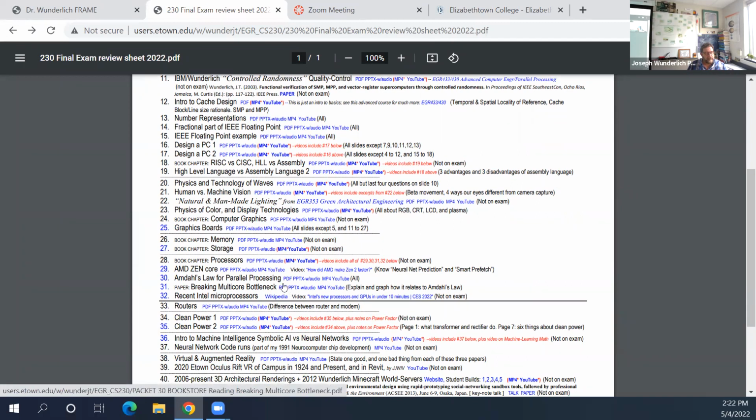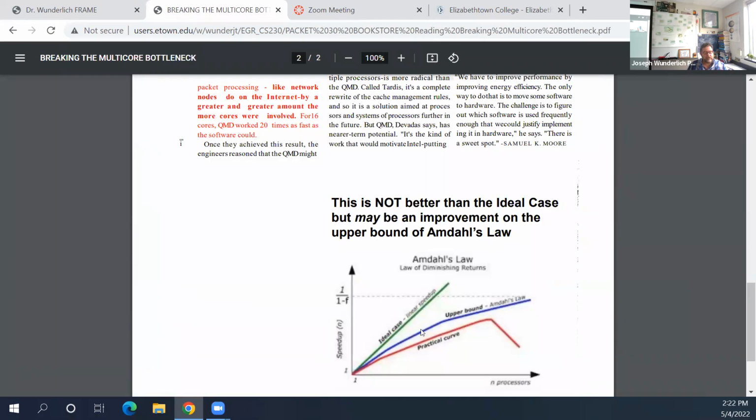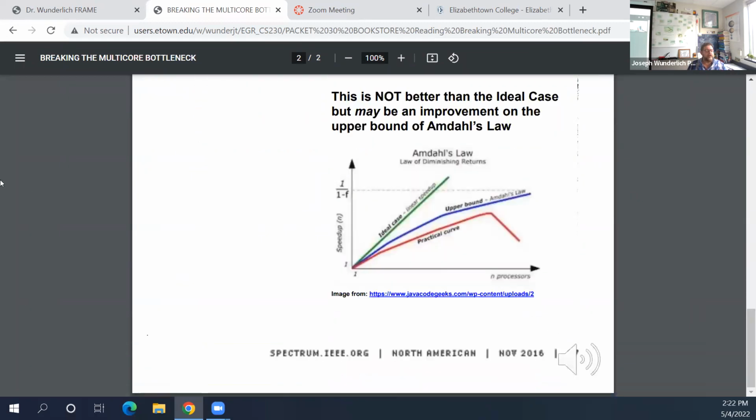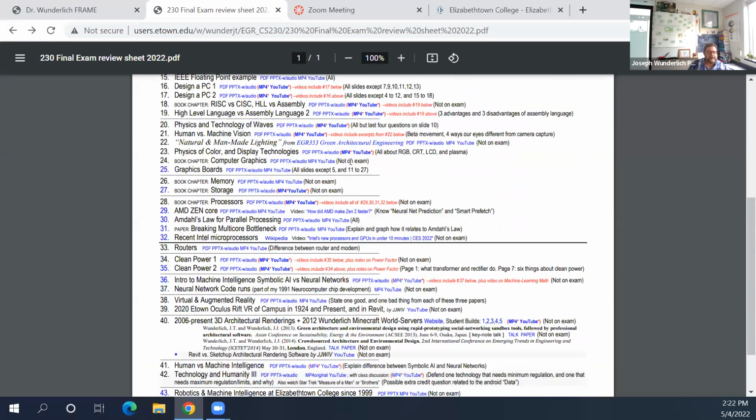Breaking multi-core bottleneck, explain and graph how it relates to Amdahl's law. So you could say it in words or you could draw a little graph like this. Can't go past the ideal. It sort of implied that the first time I read through this, but it doesn't. You can't break the ideal, but it pushes the upper bound of Amdahl's law. And you first got to know what Amdahl's law is for scalability in multiprocessor systems. And parallel processing languages too.